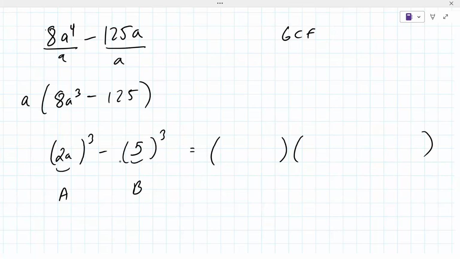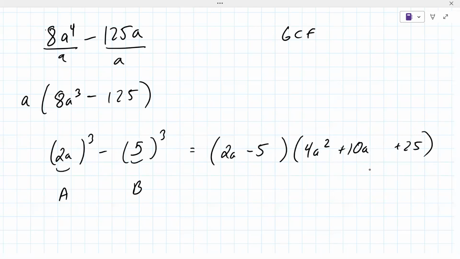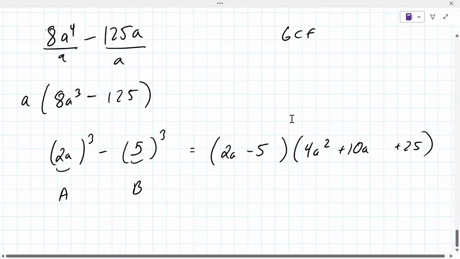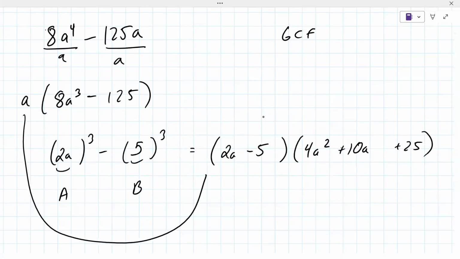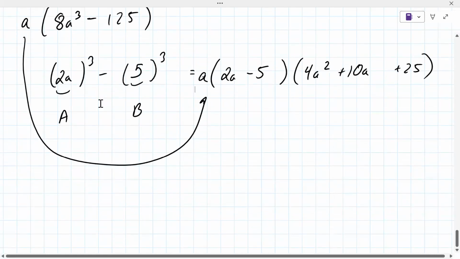So the 2a minus 5, and then 4a squared plus 2a times 5 plus 25. Right. Give me the simplified of that little one. Is it 10a? Yeah. All right, so that's good. And then the only other thing here is you bring this A down to be part of it.